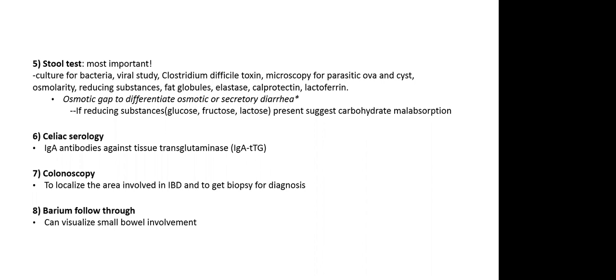For celiac serology, if we suspect celiac disease, we must do the IgA antibodies, antibodies against tissue transglutaminase, IgA TTG, for celiac disease. We must also do colonoscopy to look at any lesion in IBD, and barium follow-through to look for any involvement of small bowel lesions, any lesion in the intestine. Okay, these are the basic investigations you must do in chronic diarrhea. Okay, next.